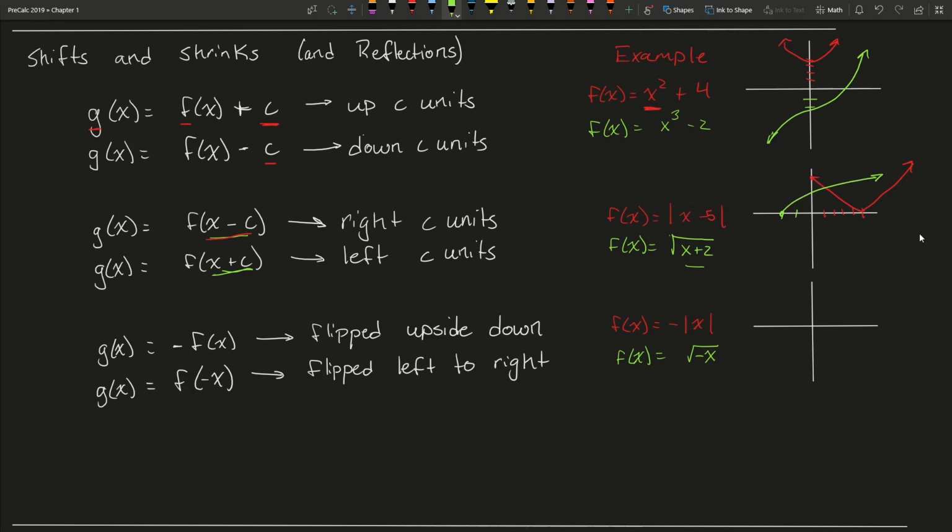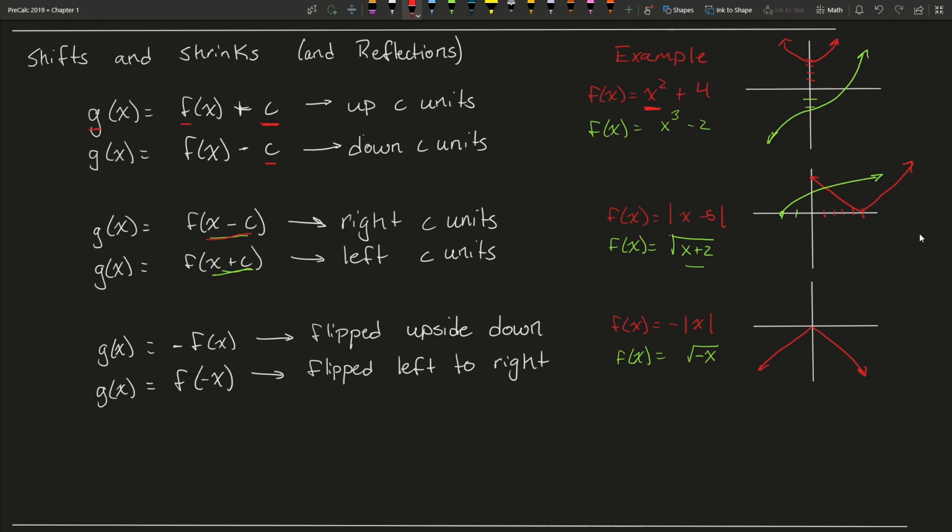And then we can also reflect them. So if we have a function g of x is equal to the negative parent function, we flip that parent function upside down. So for example, if we have f of x is equal to the negative absolute value of x, we take our parent function absolute value of x and flip it upside down to look something like this.